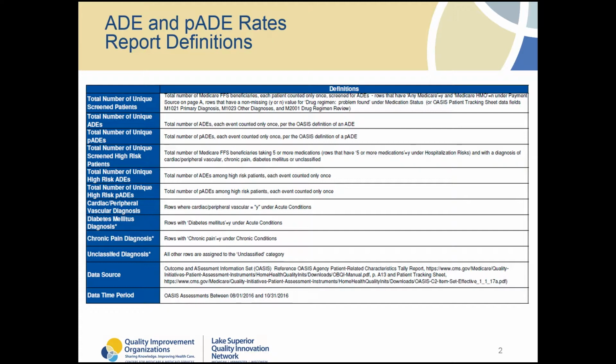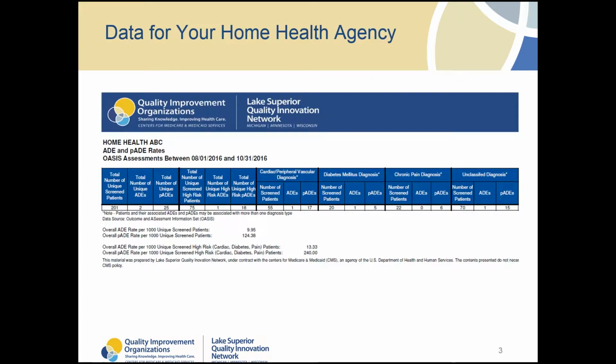The data source for this report is the OASIS, or Outcome and Assessment Information Set Reference, Agency Patient-Related Characteristics Tally Report, and Patient Tracking Sheet. The URLs are provided for your reference. The data time period includes all OASIS assessments between the dates indicated. Let's go to the next page.